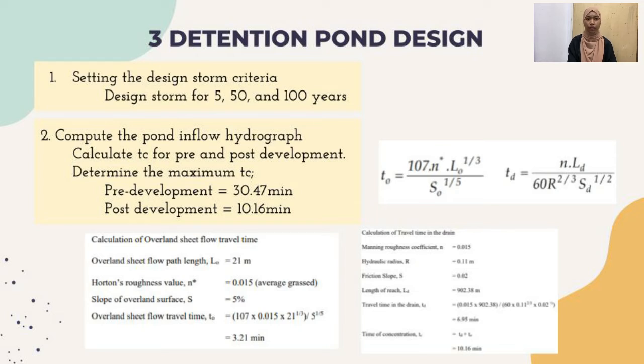Okay, next we move to chapter 3, which is detention pond design. There are several steps that we must follow to obtain the final results. The first one is setting the design storm criteria, where the design storm is for 5, 50 and 100 years of average recurrence interval, also known as return period.